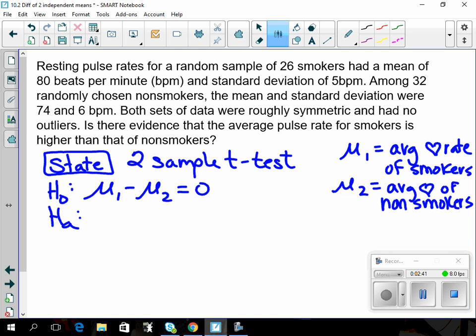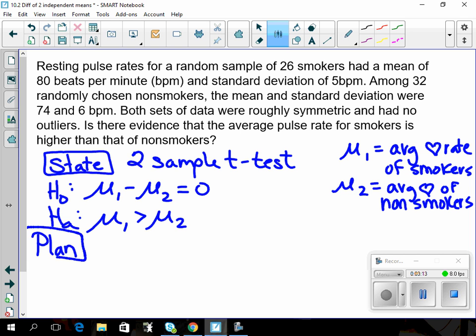How about an alternative hypothesis? You want to read the question to be able to figure out what the alternative should say. And here it says, is there evidence that the average pulse rate for smokers is higher? So what are we looking at here in terms of our null and our alternative? That's perfectly one way, great, one way to say it. Could also say that the difference is greater than 0. Okay? Either one is perfectly okay. Any questions so far? All right. Then we're going to go ahead and move to our plan.